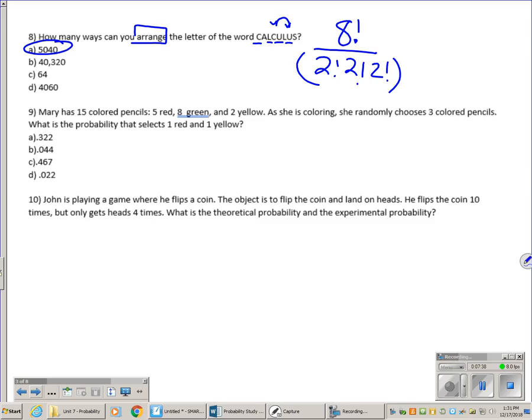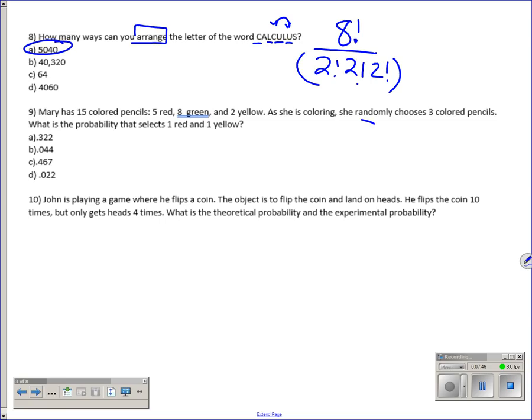All right, let's move on to 9. Mary has 15 colored pencils, 5 red, 8 green, and 2 yellow. As she is coloring, she randomly chooses 3 colored pencils. What is the probability that she selects 1 red and 1 yellow? Okay, this is just like number 5. She's taken these 3 out as a group, not one after the other.